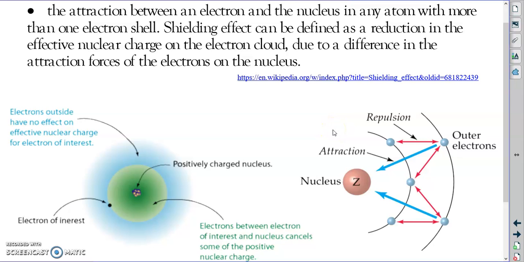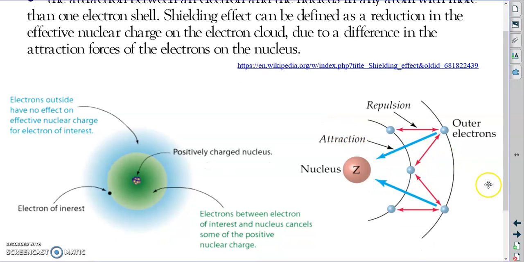Okay, there's two different pictures here. This one over on the left says the electrons on the outside have no effect on the nuclear charge. The electrons on the inside, they have some effect. So we're talking about this electron out here. It has all the electrons on the inside that are running interference for this nuclear attractive force. So again, copy these notes.